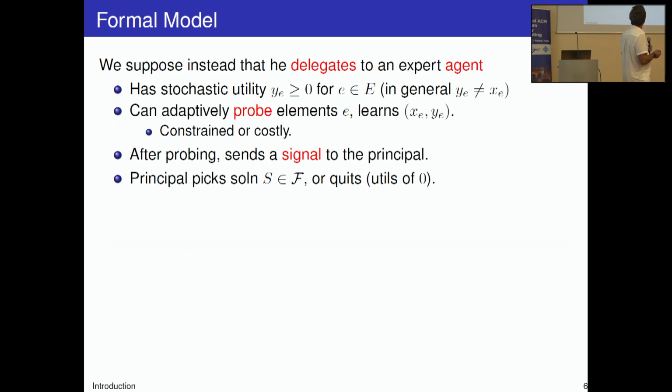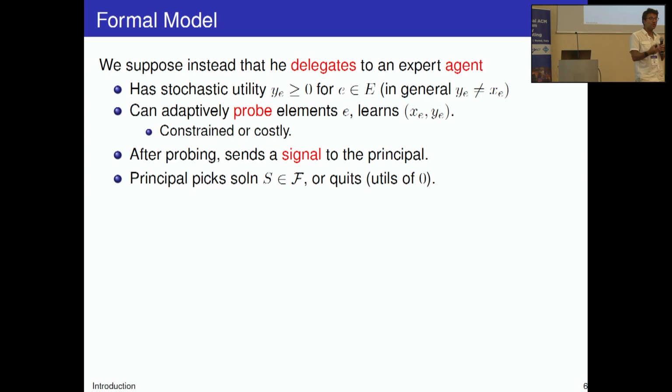Okay, so we're going to assume that the principal doesn't have the expertise to solve the problem, or for whatever reason, they just want someone else to solve it. So he delegates to an agent. That's our expert. And the agent also has a stochastic per element utility. I'm going to call it y sub e here. In general, it may be different than the principal's.